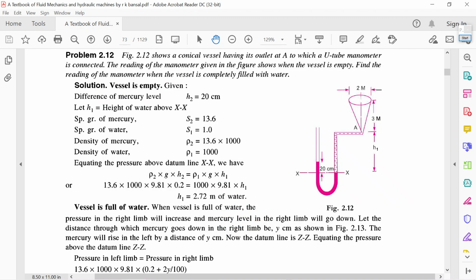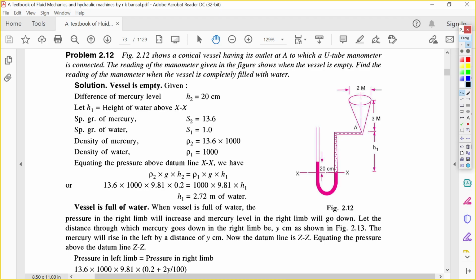Okay, this one is the part 2 video of the numerical. In this numerical, the figure is shown. You need to understand for this figure, a conical flask is here, and this conical flask is attached to a U-tube manometer. The reading of the manometer given in the figure shows when the vessel is empty.